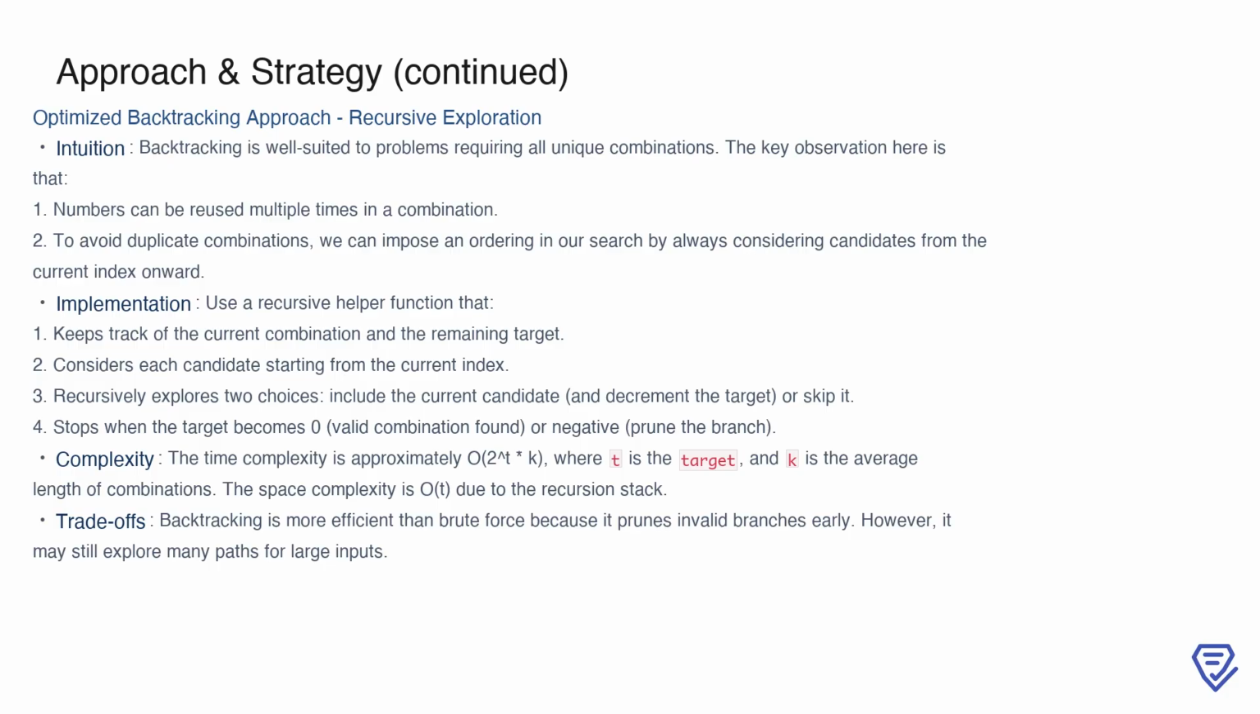This approach is more efficient than brute force since it eliminates unnecessary computations early. The time complexity is roughly 2^t * k, where t is the target value and k is the average length of valid combinations, while the space complexity is proportional to the recursion depth, t. Although it's not the fastest approach for extremely large inputs, it strikes a good balance between efficiency and simplicity.